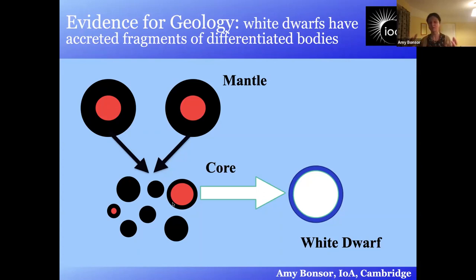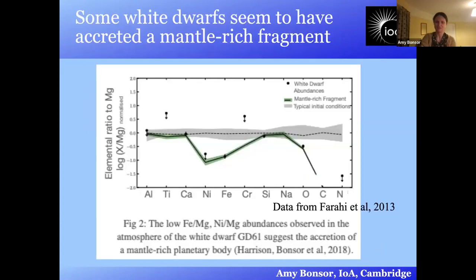So then when you do this many, many times during the long collisional history of your planetary system, at random, some of these bodies get scattered by planets, most of them get ejected, and occasionally one gets into the atmosphere of a white dwarf. If it happened to be one that was really core rich, or one that was really just mantle material, then that shows up in the spectra of the white dwarf, and we're able to see enhancements or depletions of elements such as iron relative to silicon, calcium, aluminium, and so on.